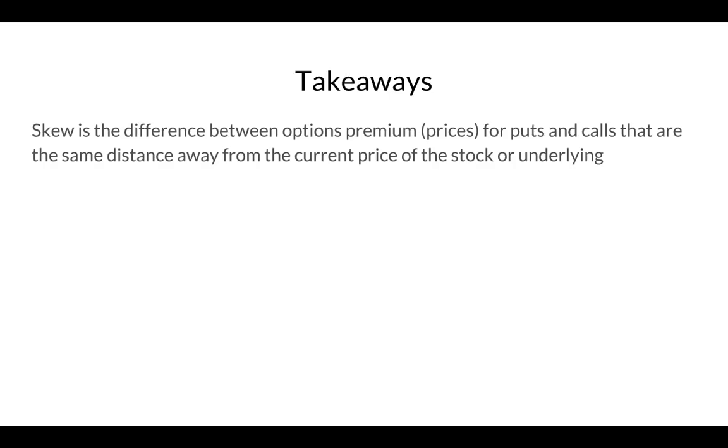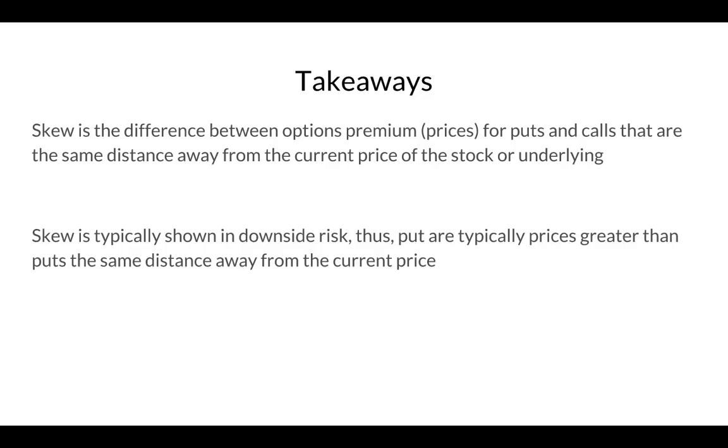Skew is the difference between options premium, the prices, right, for puts and calls that are the same distance away from the current price of the stock. You guys saw that a bunch of times with DIA. And skew is typically to the downside. And again, that makes total sense. People always have fear of the downside. People believe that there's risk to the downside. Thus, there's a little bit of padding in the prices of puts, right?